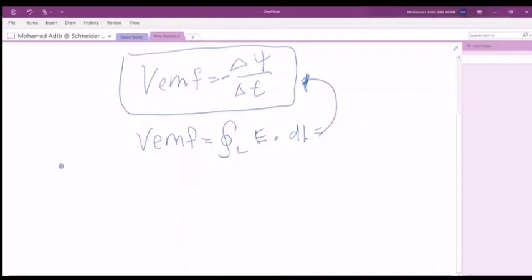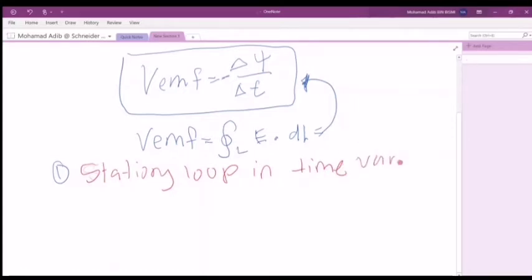From my observation, the variation of the flux with time may be caused in three ways. Number one is a stationary loop in a time-varying magnetic field.